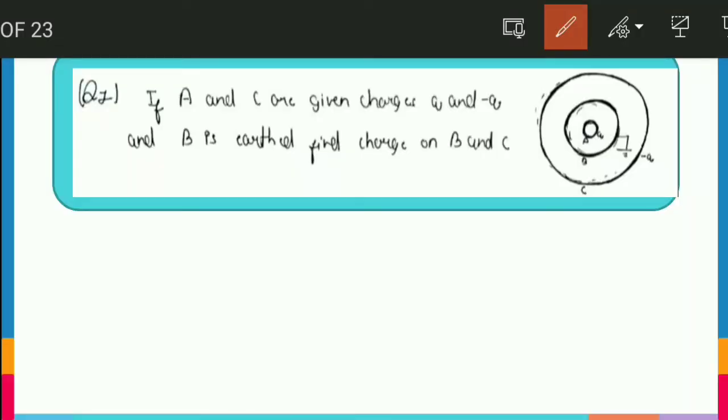So friends, let's see this question. What does it say? Actually, this is one of the important questions, so please see it very carefully. This says that A and C are given charge Q and minus Q. This is our A, this is our B, this is C. And B is earthed, which means earthing is done. And we have to find the charge on B and C.